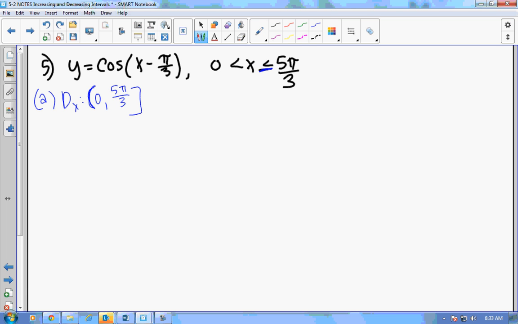Okay, dy dx. Okay, this is chain rule. What's the derivative of cosine? Negative. You have to have a negative. Sine of the stuff inside times the derivative of the stuff inside. What's the derivative of x minus pi thirds? Times 1. So I'm not going to put times 1 because it doesn't really do anything.